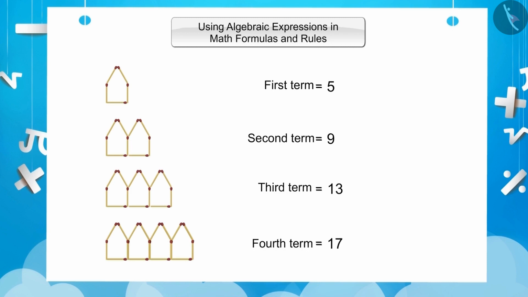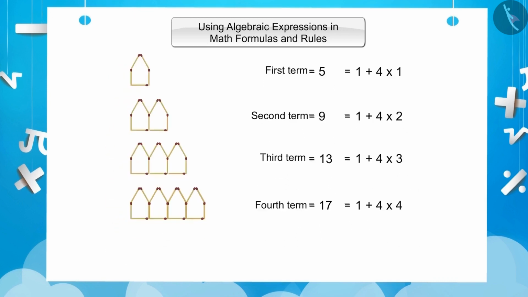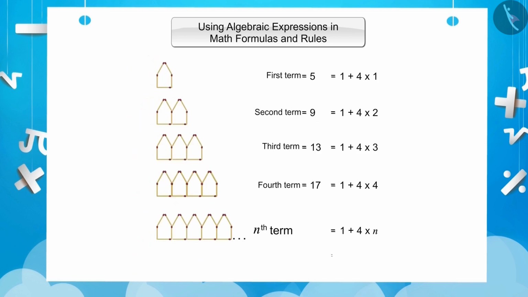Here, we can also represent 5 as 1 plus 4 multiplied by 1, 9 as 1 plus 4 multiplied by 2, 13 as 1 plus 4 multiplied by 3, and 17 as 1 plus 4 multiplied by 4. Similarly, the nth term will be 1 plus 4 multiplied by n. Thus, if we want to find the total number of matchsticks to build n huts, then the rule will be 1 plus 4n. Here, n represents the number of total shapes that are in the form of a hut.